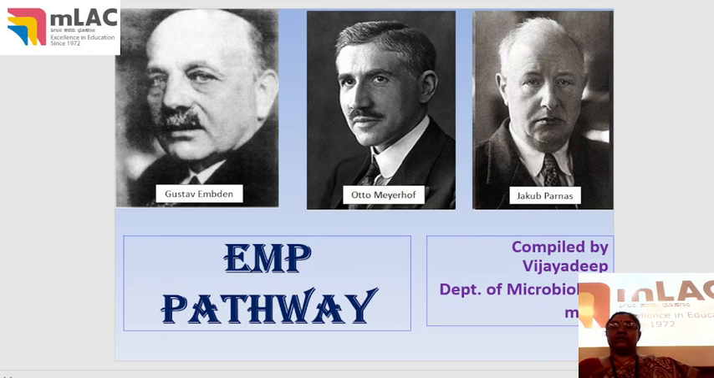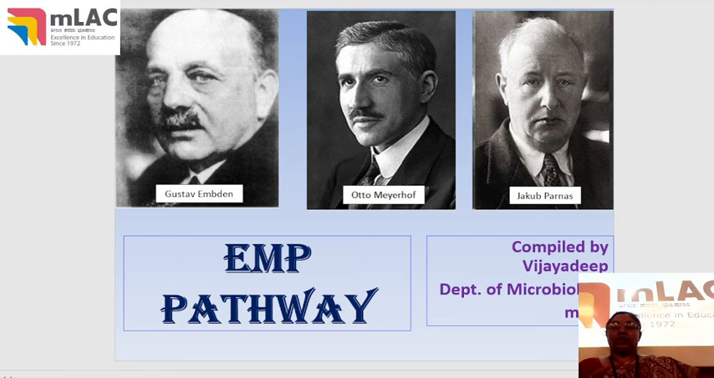We have several pathways meant for carbohydrate metabolism, but for today's class, we will discuss one of the major examples, a common example occurring across most of the living organisms, and that is EMP pathway. EMP pathway is named after three discovering scientists, and they are Gustav Embden, Otto Meyerhof, and Jacob Parnas. In honor of their work, the pathway is called Embden-Meyerhof-Parnas pathway.